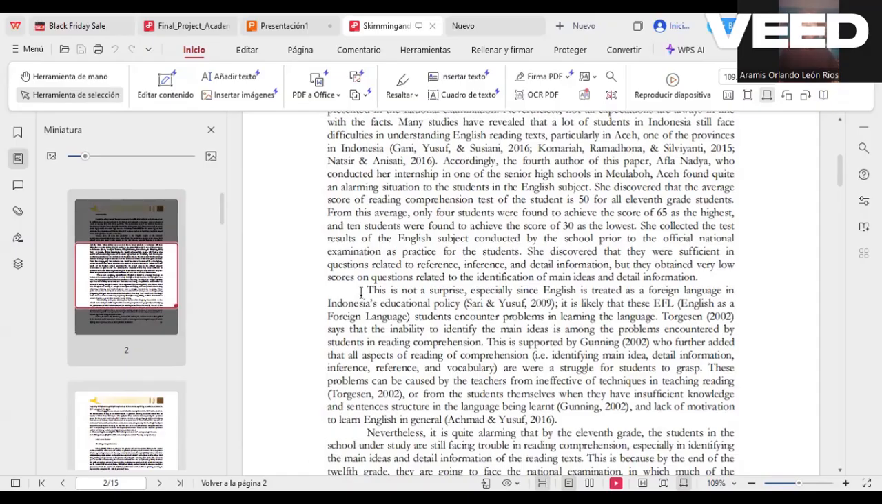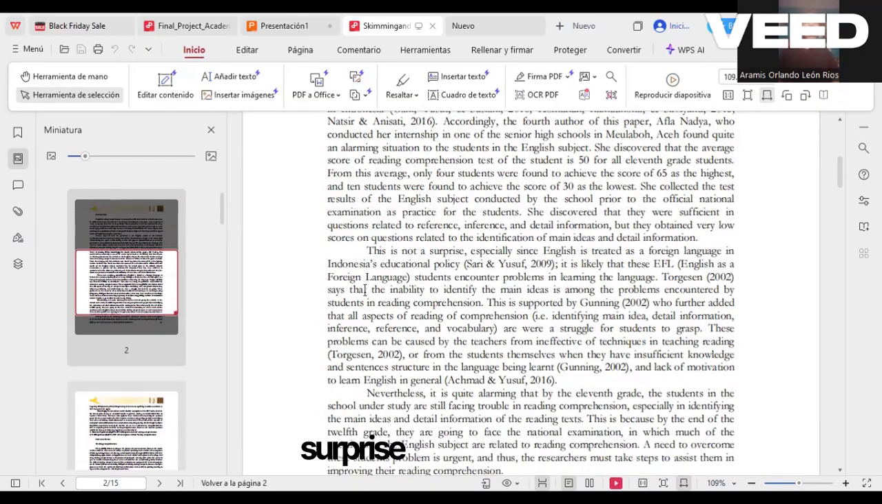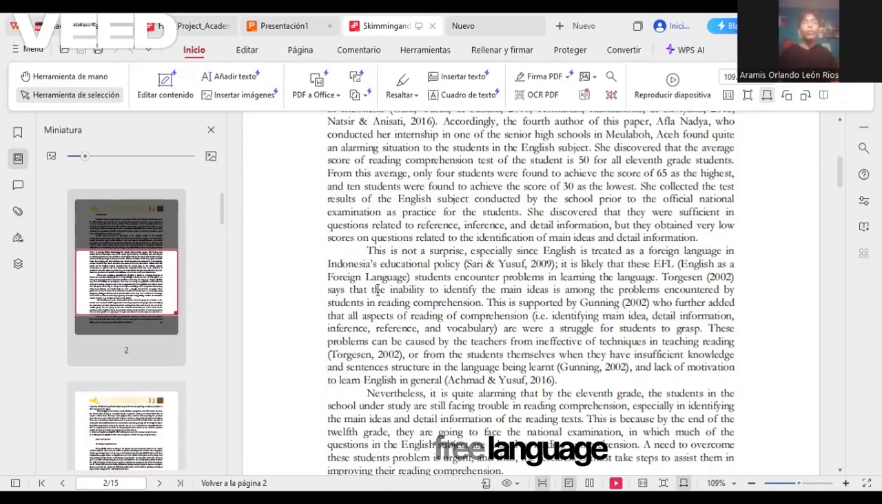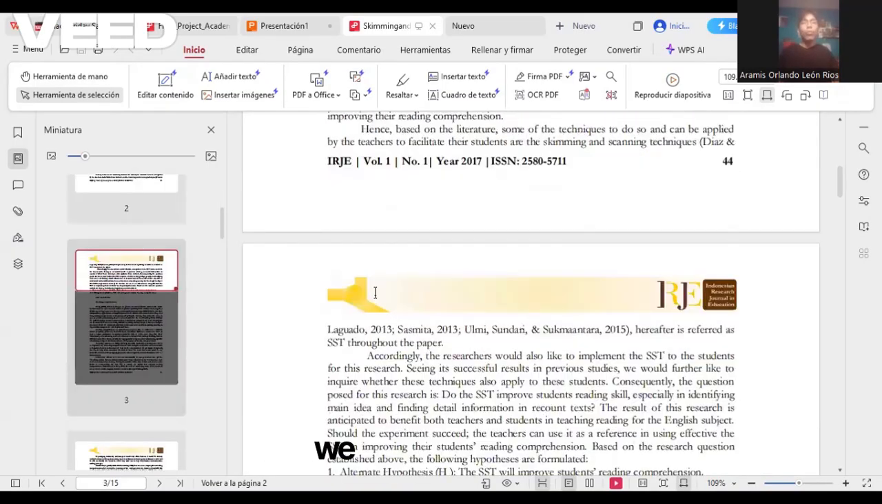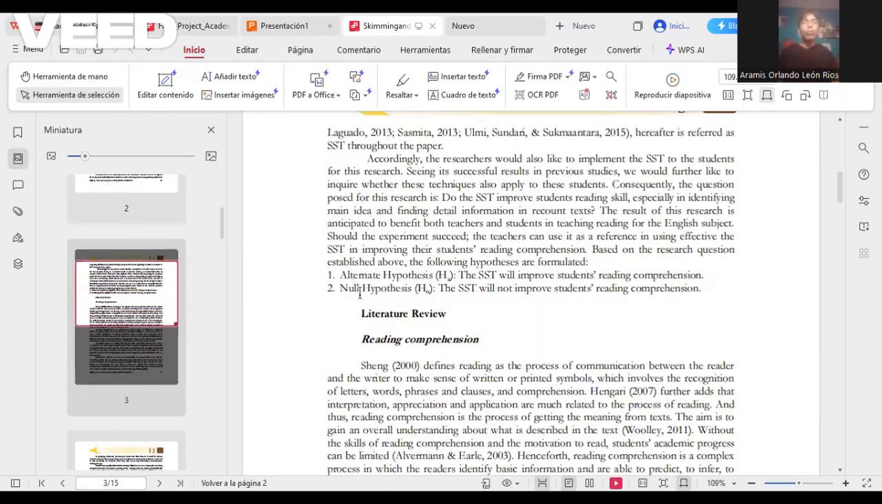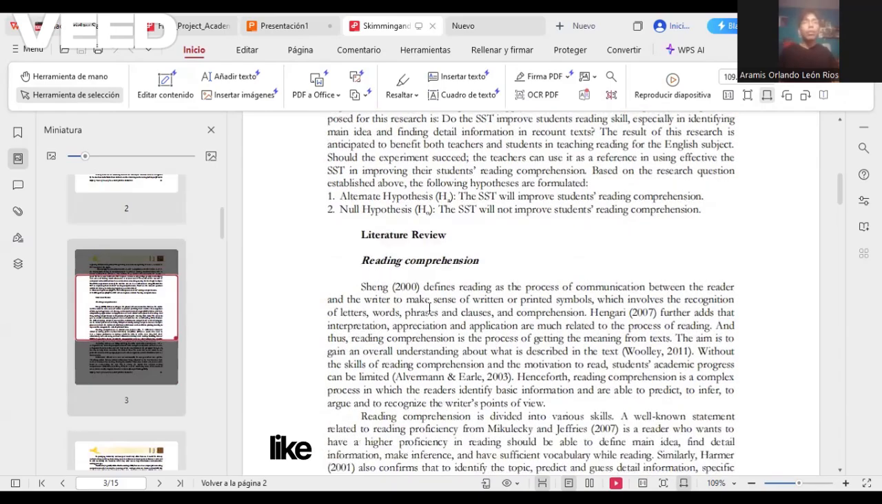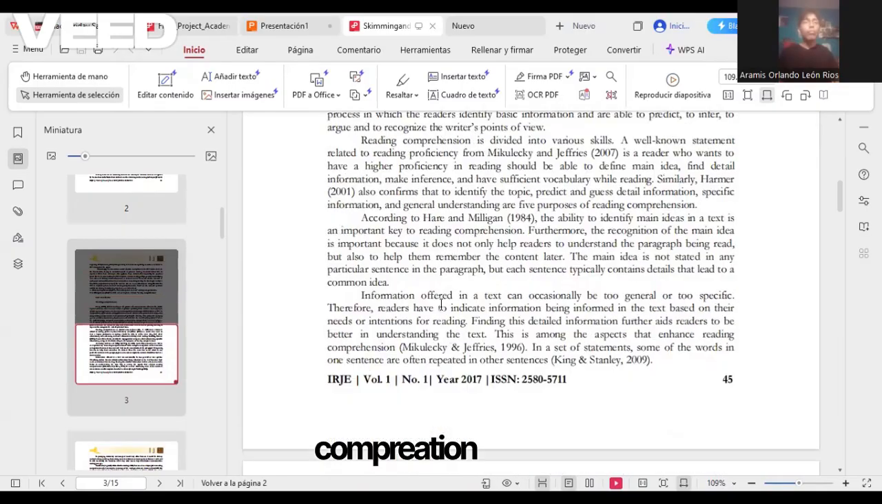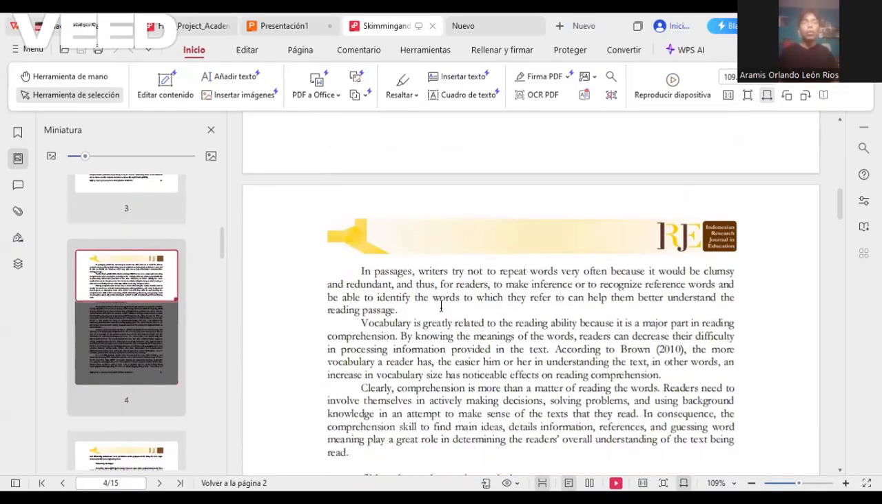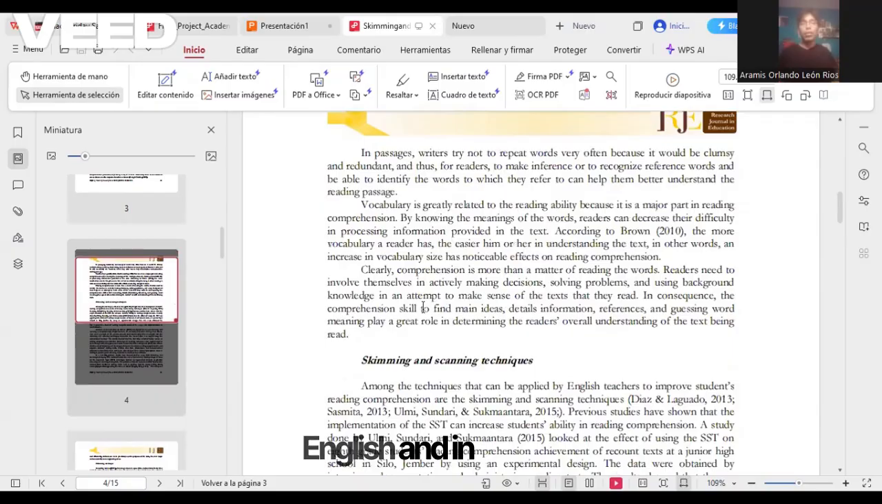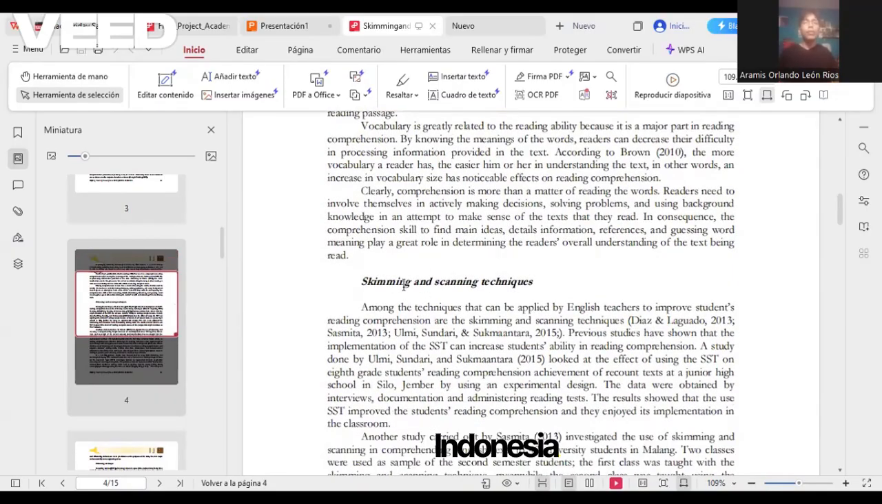Okay, we have that it's no surprise that English is treated like a foreign language, and we look for keywords like comprehension and deficit, and trying to speak better English in national schools in Indonesia. Those are some examples of what skimming is in this article.